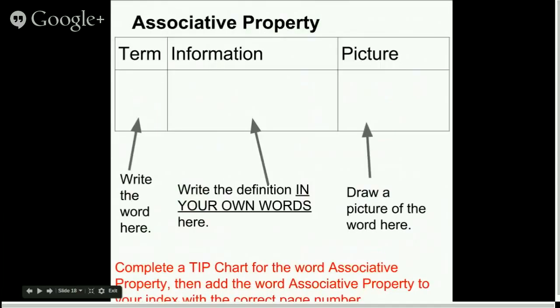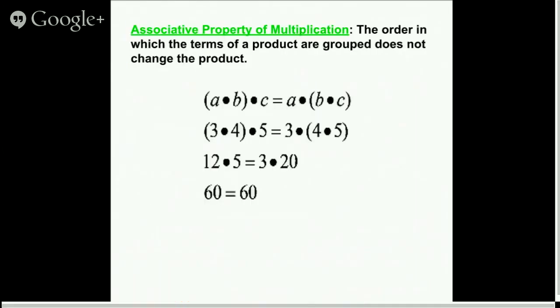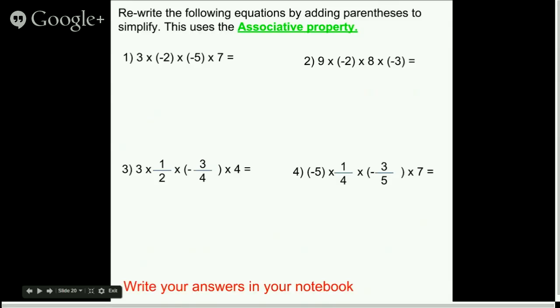Write down your own definition for the associative property. Go ahead and pause it. Now we can also do this with multiplication. You can group multiplication pieces together, and it doesn't matter which way you group them, you still get the same answer. So group these together using the associative property. Go ahead and pause it.